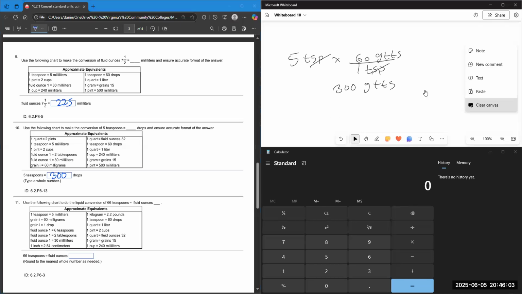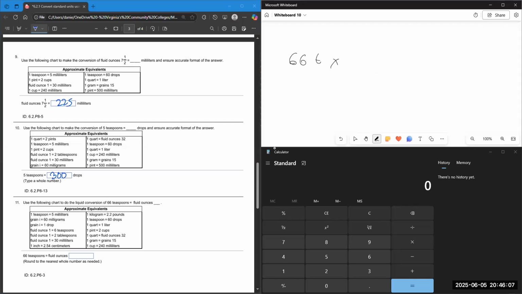Now we have 66 teaspoons. We want to change into fluid ounces, where 1 fluid ounce is 6 teaspoons. Six goes into 66 11 times. Teaspoons cancel, and I end up with 11 fluid ounces.